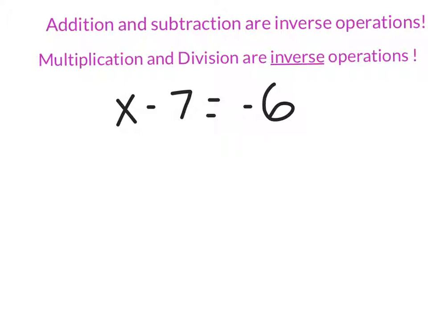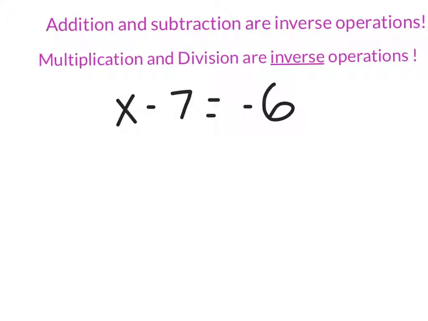Recall that in order to solve an equation, your whole objective is to get the variable, the variable x, on its own side of the equal sign and all the numbers on the other side. In order to do that, we're going to have to move this negative 7 over to the other side. The way that we do that is we have to use the inverse operation. We look at what operation they have right there. They have a minus 7.